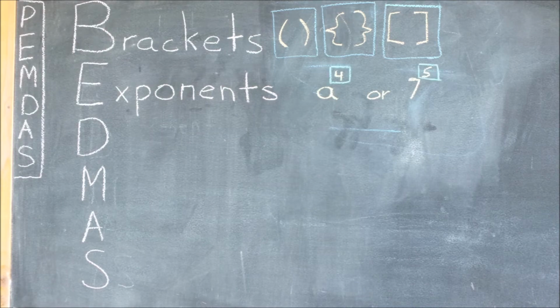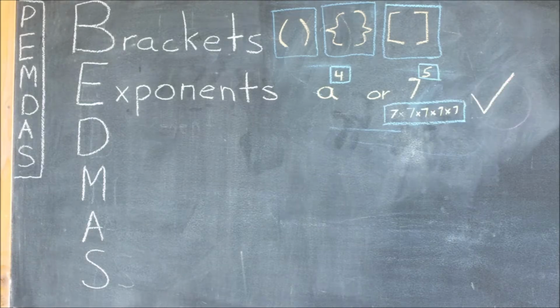Keep in mind that they are the small number written on top of a number. Also, don't forget that even though the 5 is on top of the 7, it does not mean that 5 is being multiplied by 7. Instead, what it actually means is that 7 is being multiplied by itself 5 times.